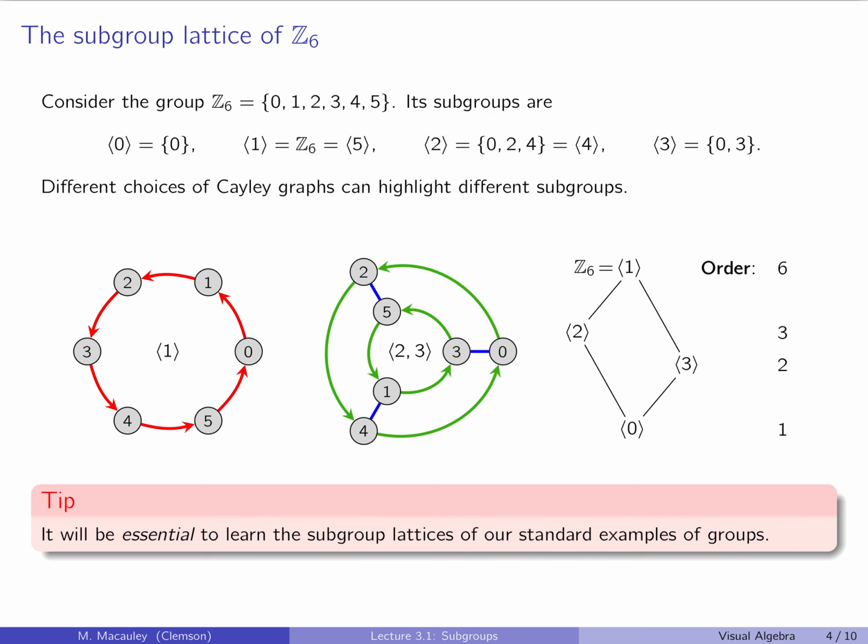Throughout this course, it will be essential to learn the subgroup lattices of our standard examples of groups. In many cases, you need to be able to construct them without looking. In other cases, for larger groups, you should at least be able to recognize which one of the two that I show you is the diquaternion group of order 16 and which one is the semi-dihedral group of order 16.